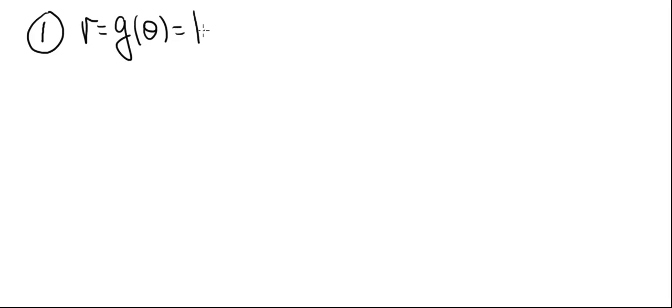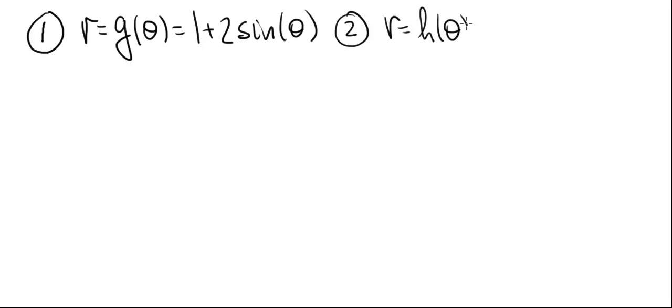We're going to sketch the graphs of two polar equations. The first one is r equals g of theta equals 1 plus 2 times sine of theta. And the second one is r equals h of theta, which is equal to 1 minus 2 times sine of theta. We'll start with the first equation.